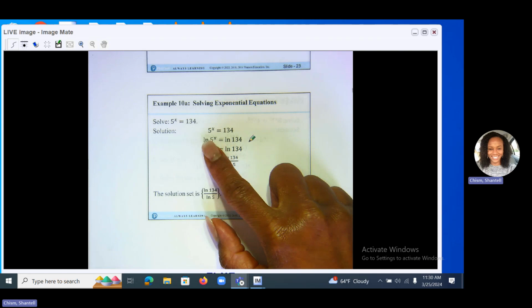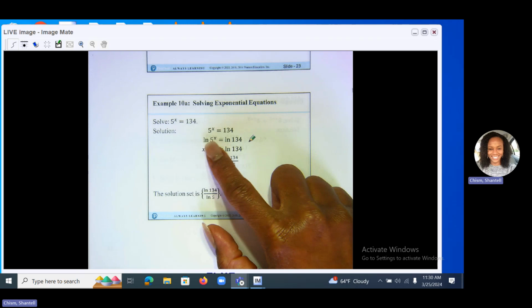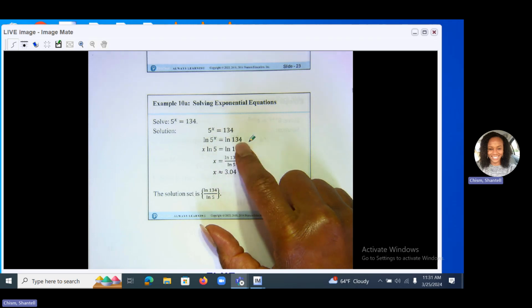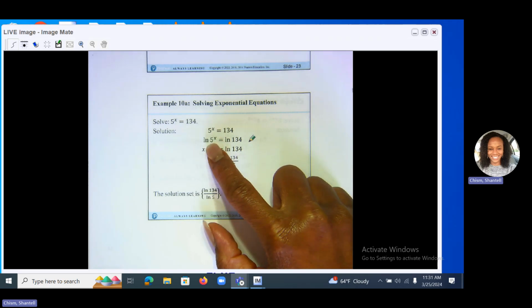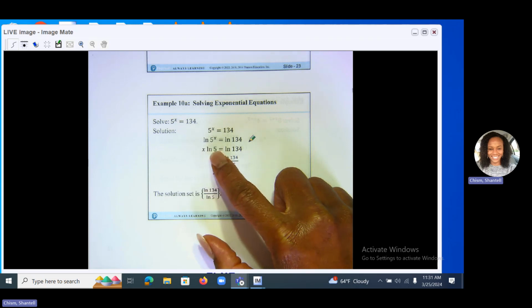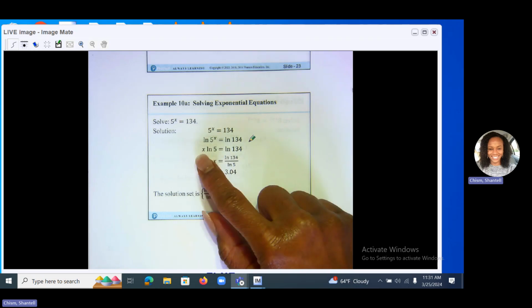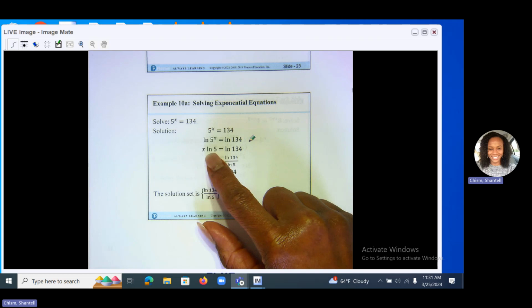to both sides. So when we apply the ln to both sides, we've got ln of 5 to the x equals ln of 134. Now, because it's a natural log, we're able to bring down that exponent, which is the x variable. And now we have x times ln of 5 equals ln of 134. And then our last step then is to get the x by itself. So we will divide out by the ln of 5.